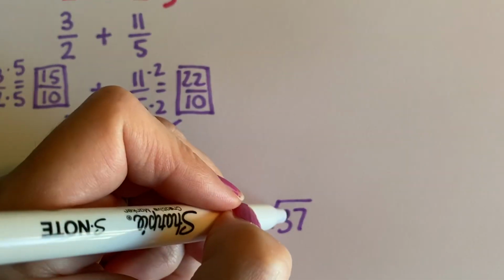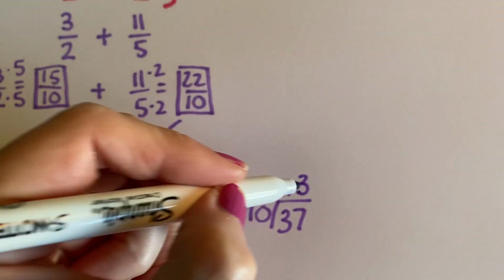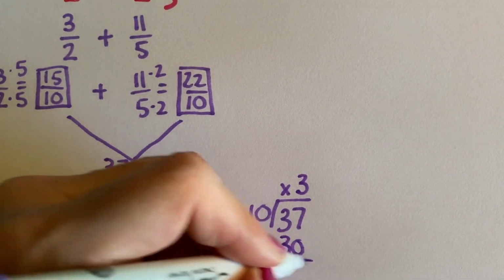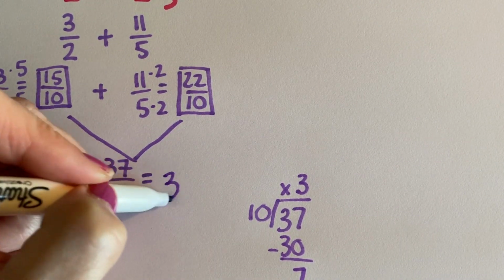10 cannot squeeze into 3, that's a no-go. But we can fit 3 of them into 37, giving us a 30 with 7 left over. Final answer, 3 and 7/10.